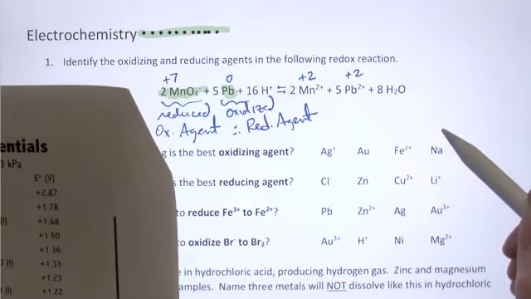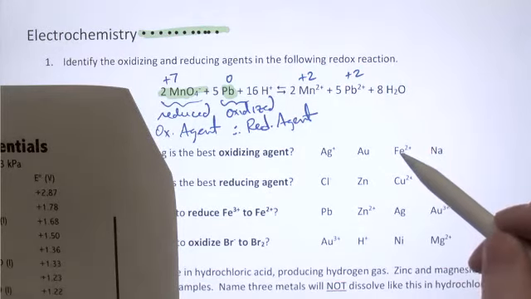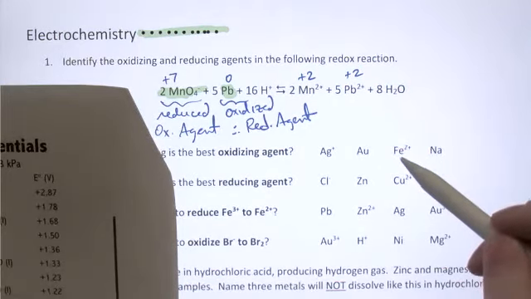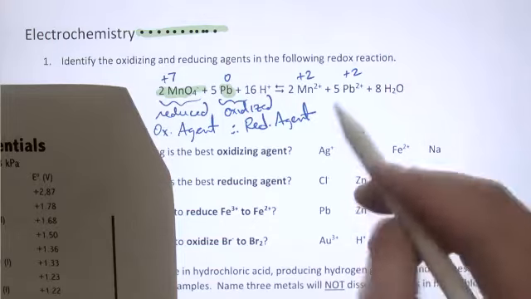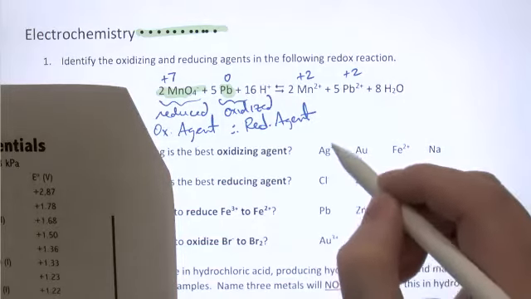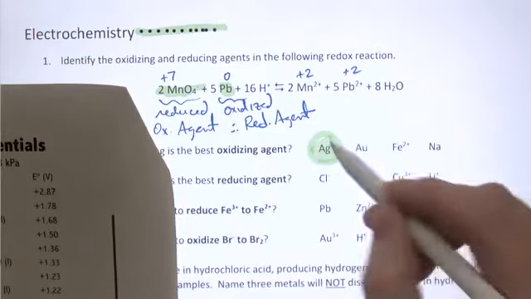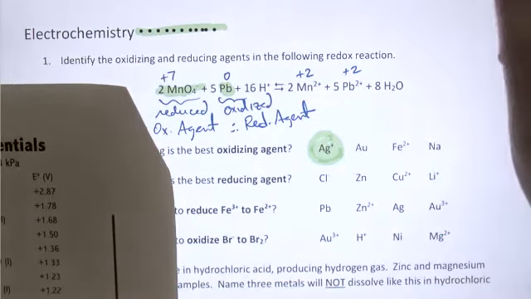So looking at these choices, gold might be tempting, but the gold is the neutral gold. It's on the wrong side of the chart, isn't it? So the best answer here is silver, Ag plus. Yes, silver has a reduction potential of 0.8 volts. None of the others have reduction potentials bigger than that.